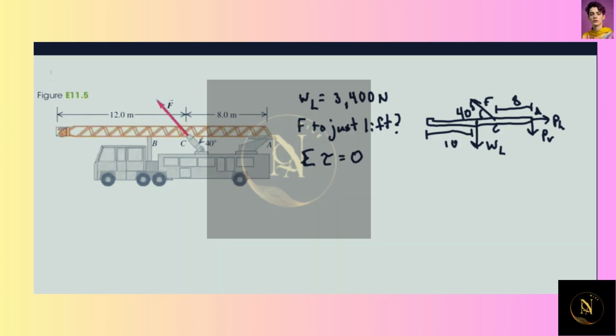So if we take the axis of rotation to be at point A, we don't care what forces the pins are exerting. So that's good, because we don't really have any good way of finding that out. We do know what the weight is and what the force is that's being applied, or that's what we're finding.